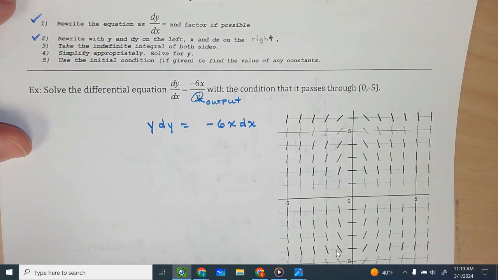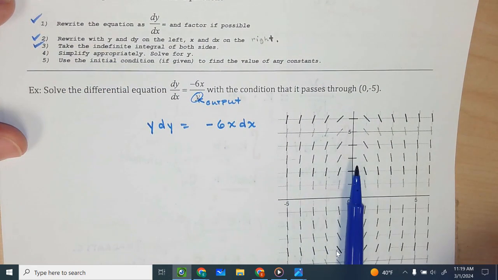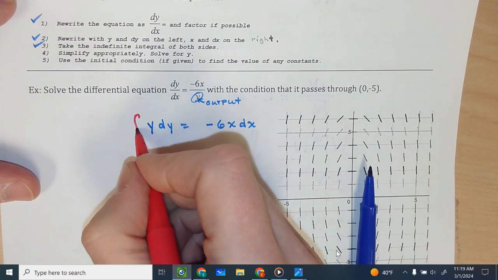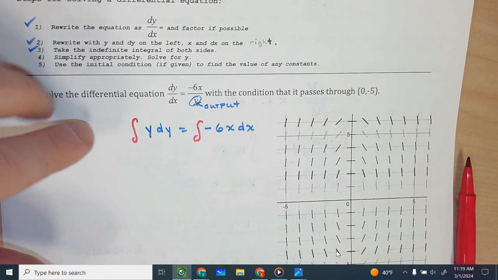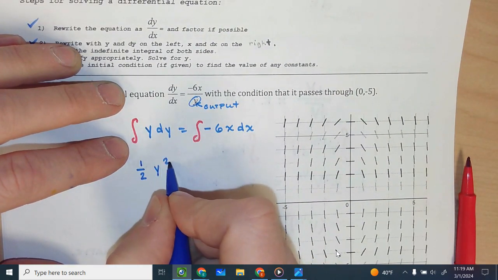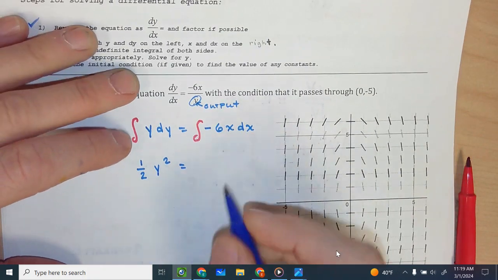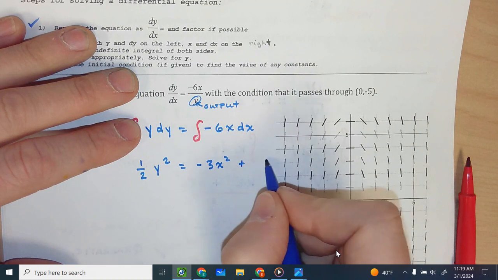Step 2 done. Step 3, take the indefinite integral of both sides of the equation. So integral, integral. On the left side, we get 1/2 of y squared. On the right side, we get negative 3x squared plus.